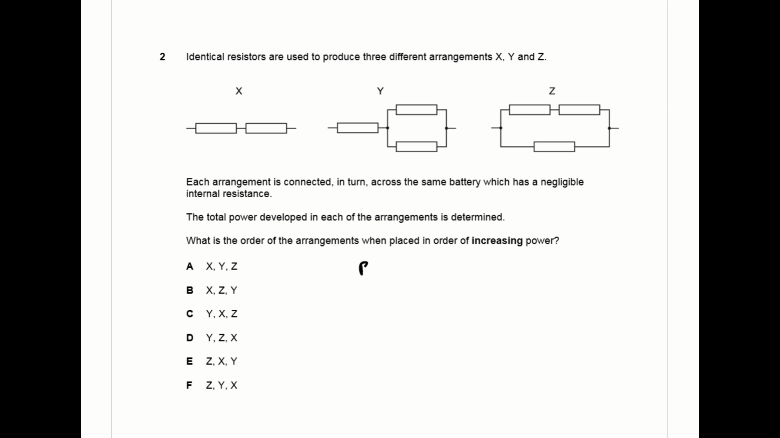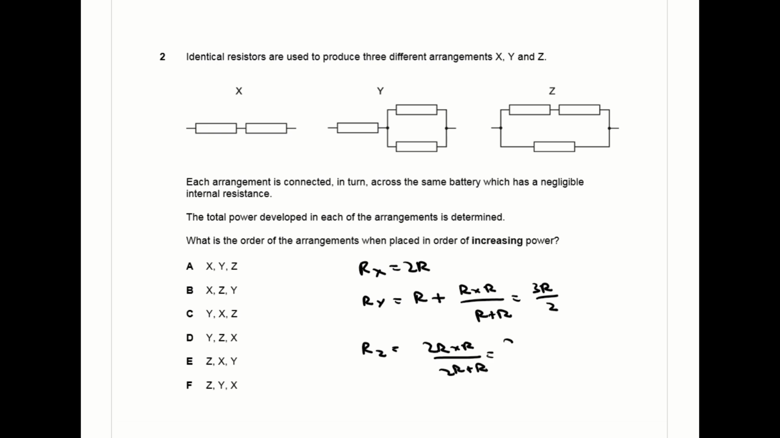Question 2 is trying to test how well you can deal with resistor networks. So for x, the total resistance is 2R because the resistors are in series. For y, you have R in series with a parallel combination of R over 2, giving 3R over 2 in total. And for z, you have 2R on the top and R on the bottom, giving 2R over 3. Now, because each arrangement of resistors is connected across the same battery, you want to use the equation power equals V squared over R to obtain the relationship that power is directly proportional to 1 over R, which means the higher the resistance, the lower the power.